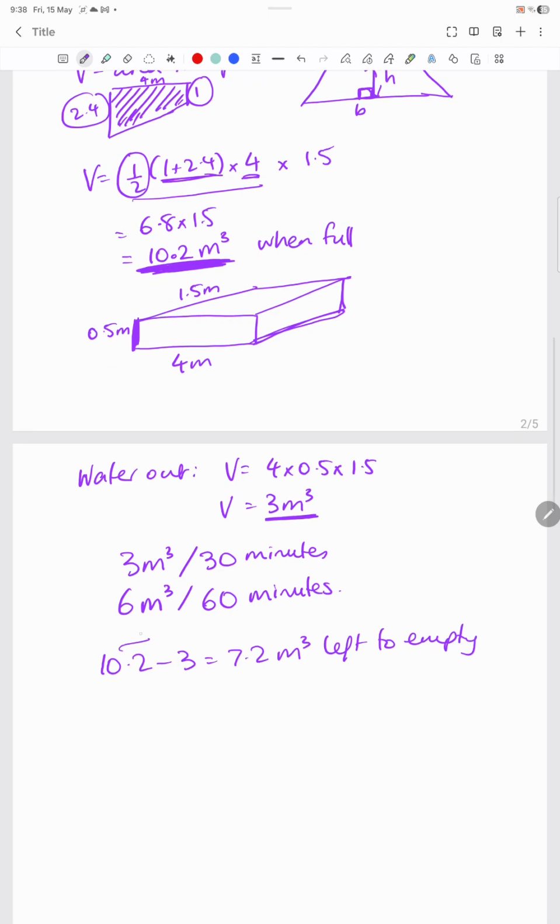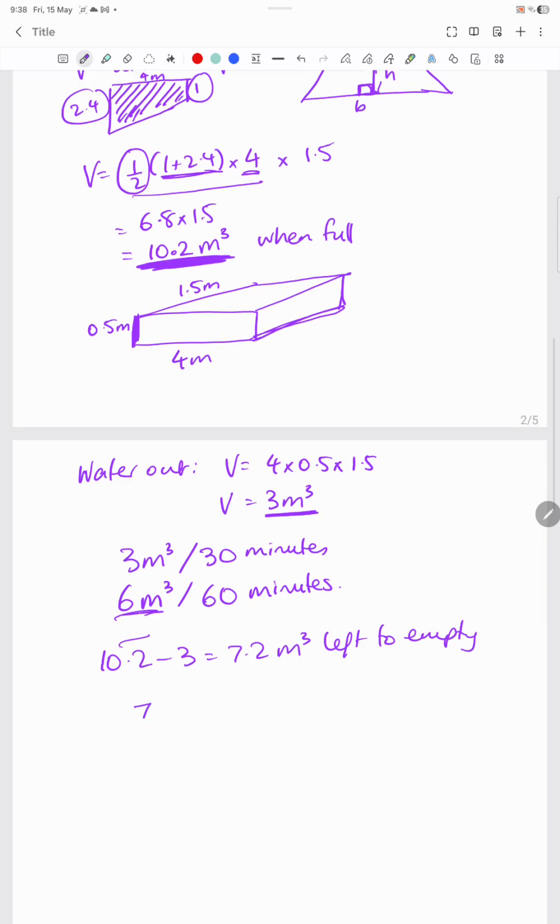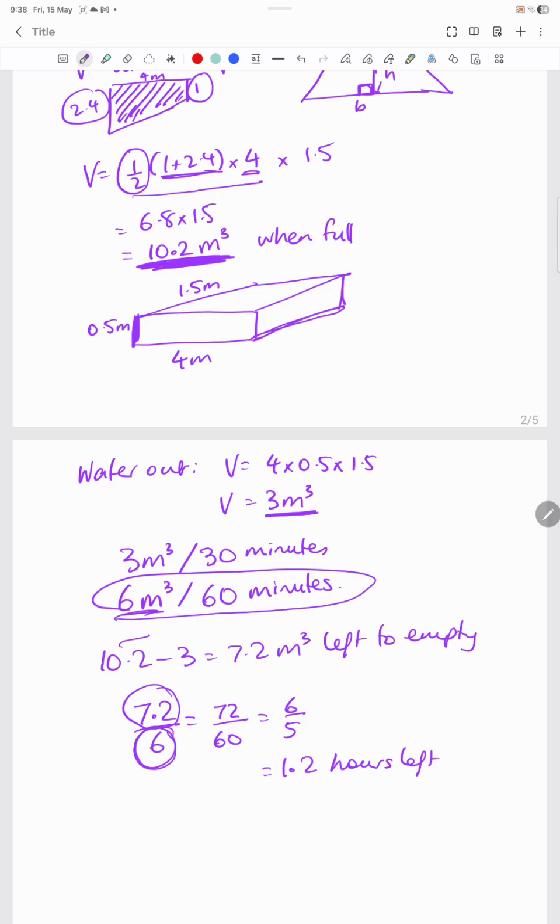And we can see that we're getting rid of 6 per 60 minutes. So 7.2 divided by 6, we can do that in our heads. We don't need a calculator. That's the same as 72 over 60, which is 6 over 5, which is 1.2 hours left. Right, so again, I've got 7.2 cubic meters left to go, and I'm getting a rate of emptying at 6 meters cubed per 60 minutes. So we've got 1.2 hours left.